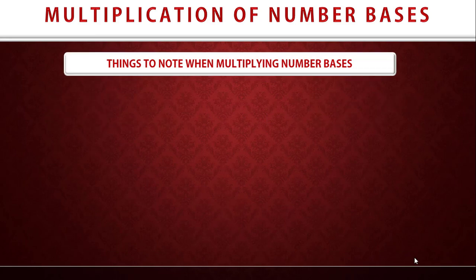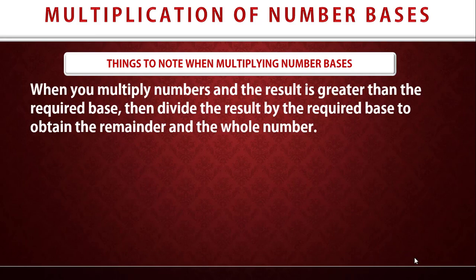Another thing to note when multiplying number bases: when you multiply numbers and the result is greater than the required base, all you need to do is divide the result by the required base in order to obtain the remainder and the whole number. For instance, you're given 2 multiplied by 4, all in base 5. 4 times 2 will give 8. If you look at it, 8 is greater than 5. So in such a scenario, what we need to do is say 8 divided by 5.